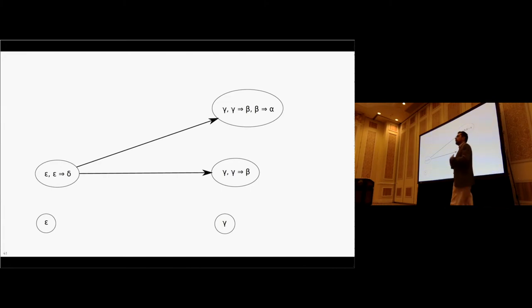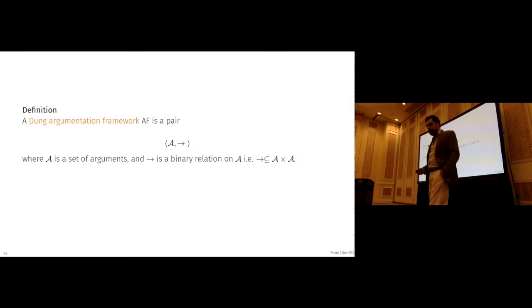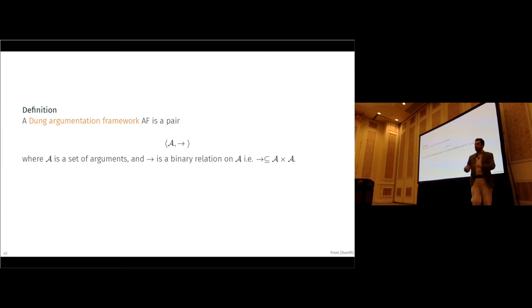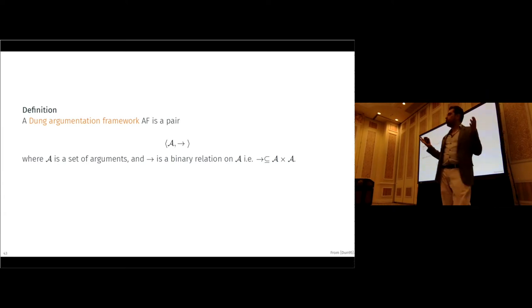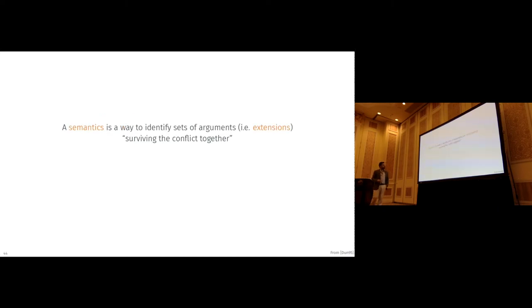Because ultimately, all we care about is which arguments are reasonable to be accepted. And all of this, in Dung's theory, becomes relevant only on the basis of the attacks. So this is the seminal paper from Dung in 1995. And the very first definition there is that a Dung's argumentation framework is just a pair of arguments and a binary relation on that. So as you can see, there is no notion of the structure of the argument inside, no notion of which type of defeat or attack there is inside this arrow. It's essentially just a graph between nodes that are arguments.